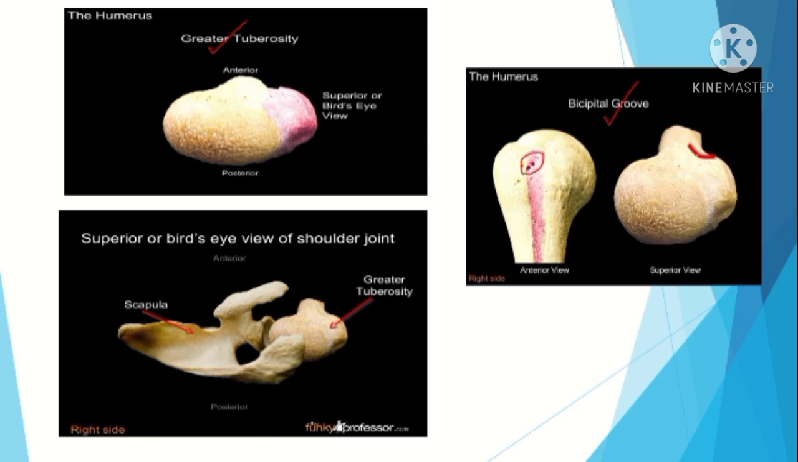Then you can see the superior rim. Whenever you see something from the top, the view is called superior view. Then superior border of the shoulder joint. The shoulder joint is between the glenoid cavity and the head of the humerus. You can see clearly over here: this is the glenoid cavity and this is the head of the humerus. This is the scapula. This is the acromion and coracoid process.